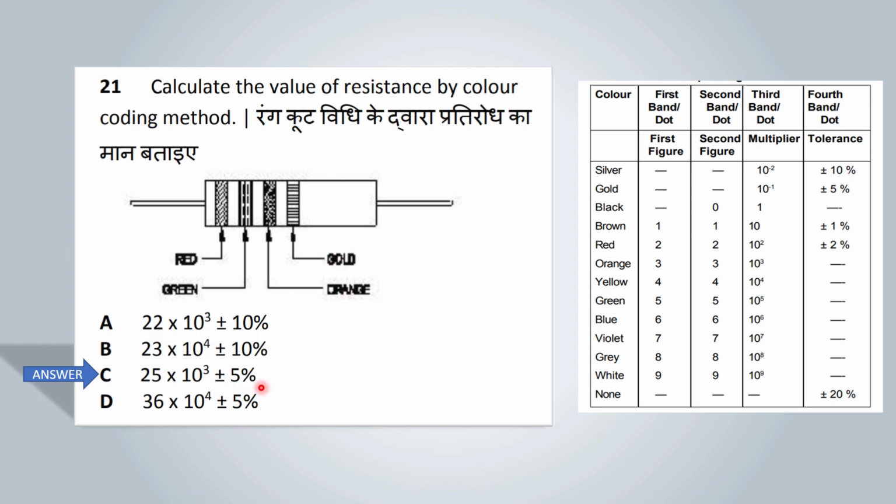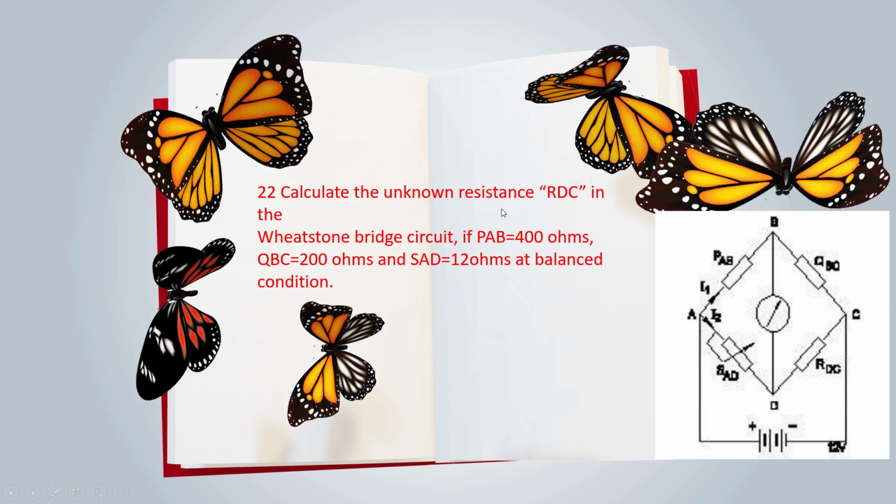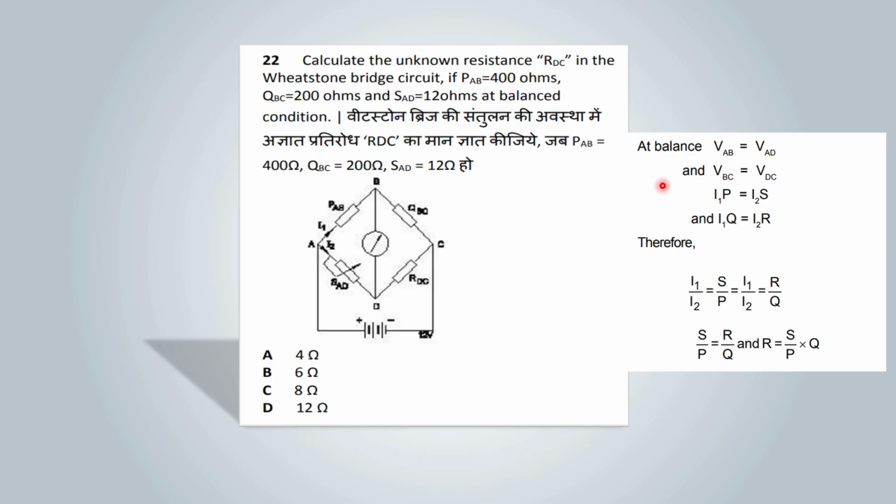Calculate the unknown resistance RDC in the Wheatstone bridge circuit if P AB is 400 ohms, Q BC is 200 ohms and S AD is 12 ohms at balanced condition. So friends, at balanced condition, we have to use this formula. S by P equals R by Q. With the help of this formula, we can solve this problem. Therefore, the answer is 6 ohm.